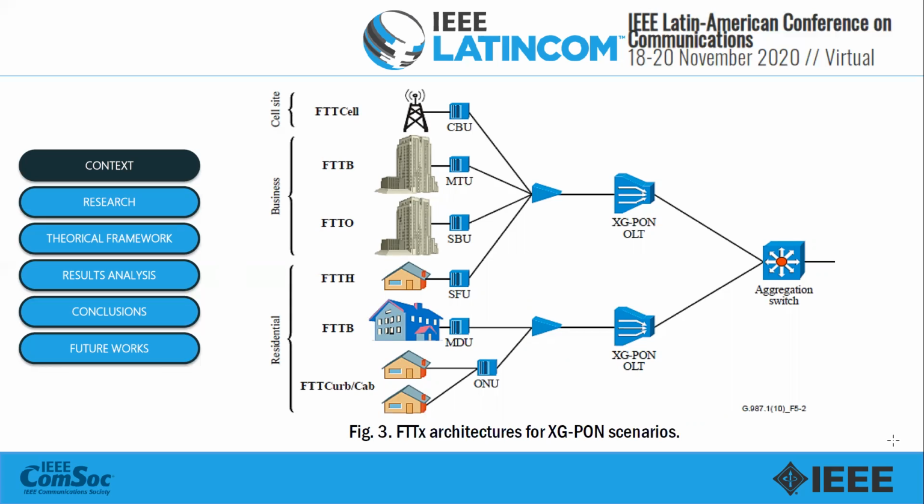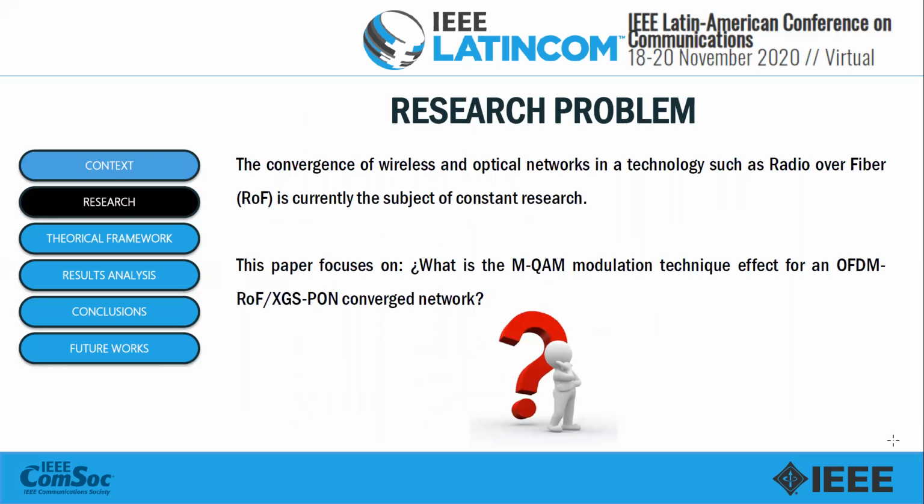Then the research problem that we were working on was the convergence of wireless and optical networks in a technology such as radio over fiber. RoF is currently the subject of constant research. This paper focuses on the M-QAM modulation technique effect for an OFDM RoF over XGS-PON converged network, which I thought is a kind of overlaid model.